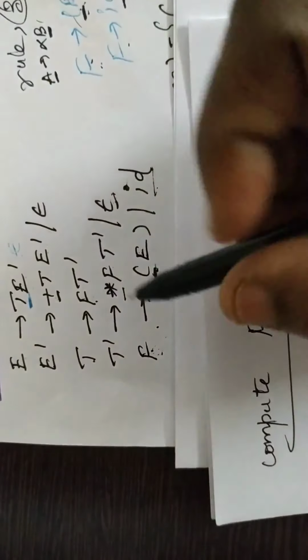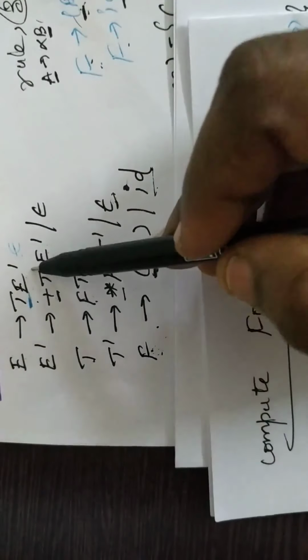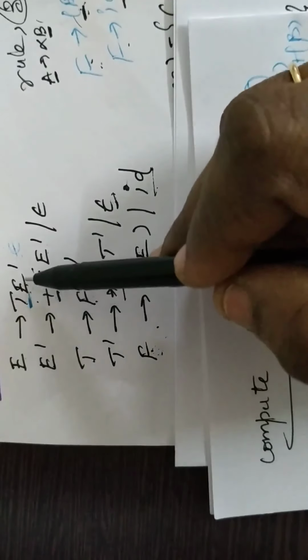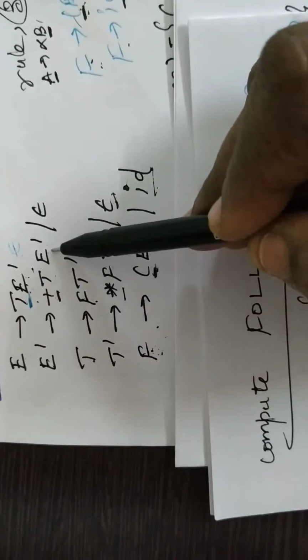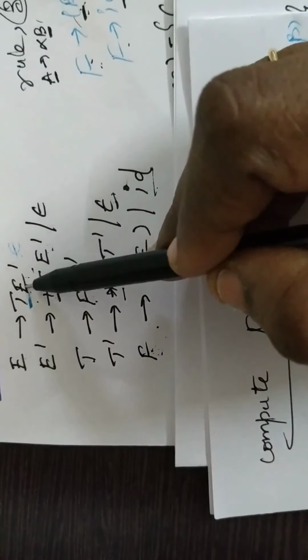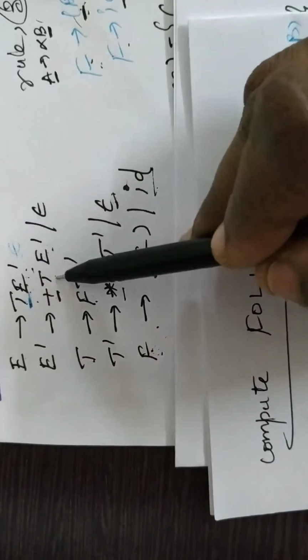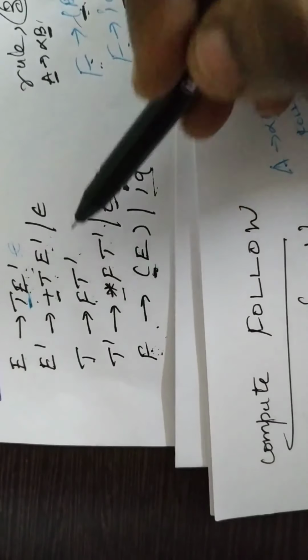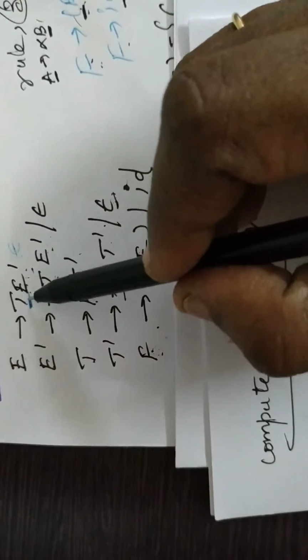Come here. Check in the right hand side of the productions who is following T. Here T is followed by E dash, not E, and here also T is followed by E dash. Here T is followed by nothing, epsilon. So both rule 2 and rule 3 are applicable.